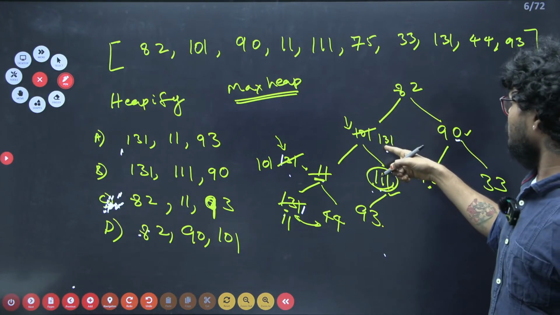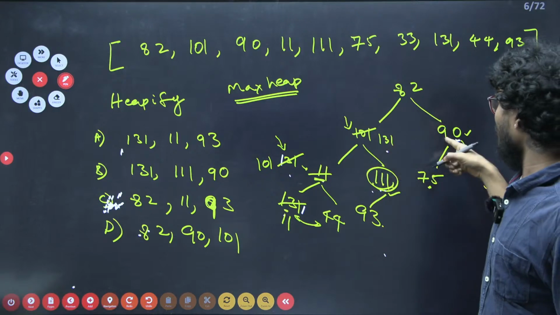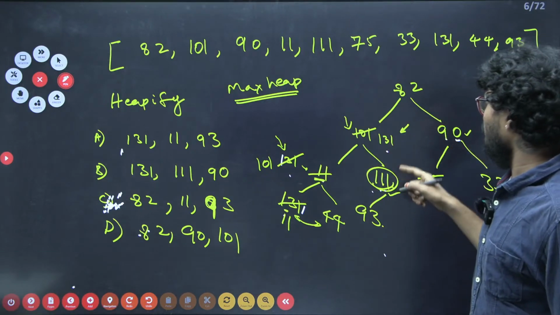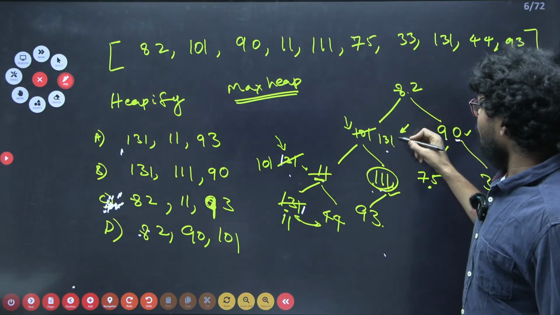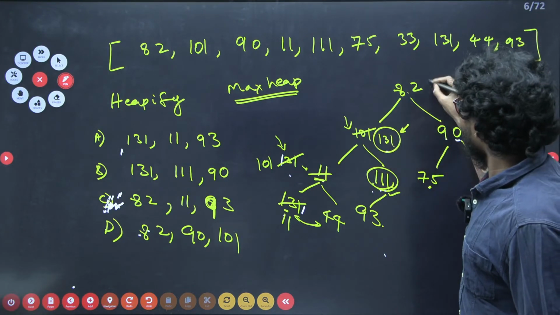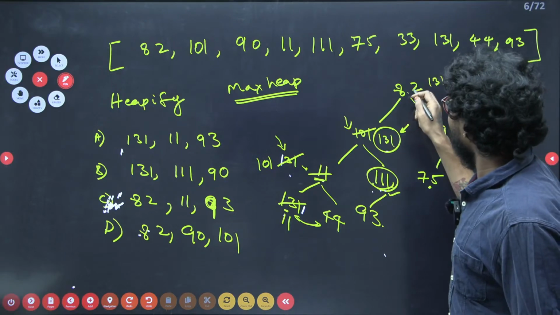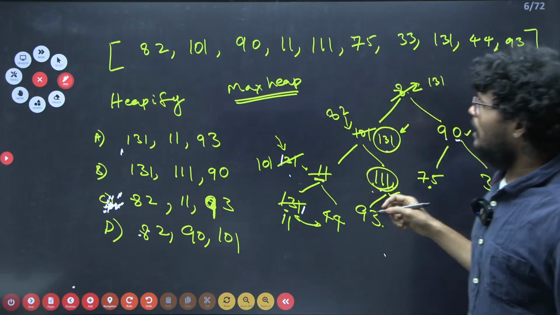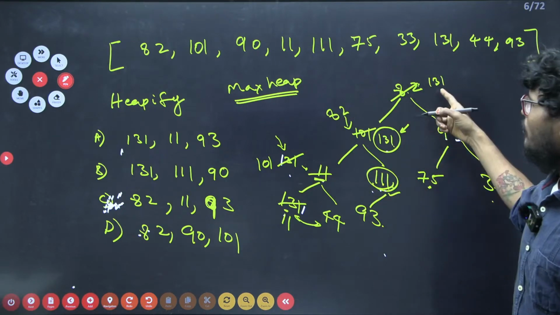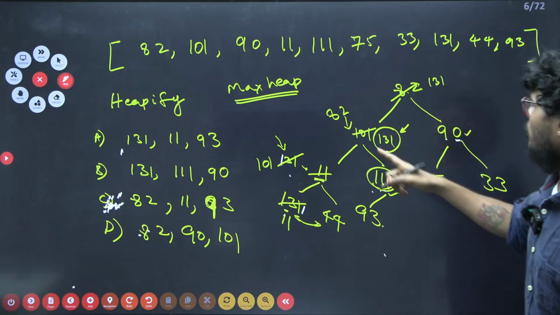So let us take these two children, 131 and 90. 131 is the greater element. This you compare with the parent. So 131 and 82. 131 should be the parent. Therefore 131 comes here and this 82 goes down. So what are the top three elements that we got here? 131. I'm sorry, one more thing.